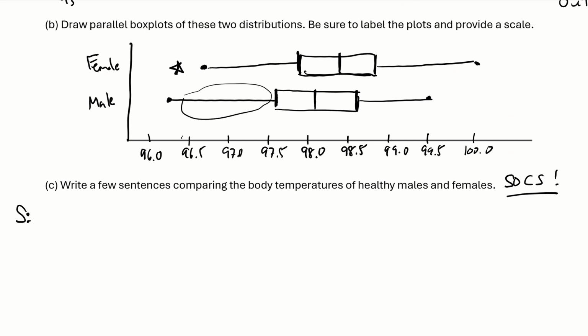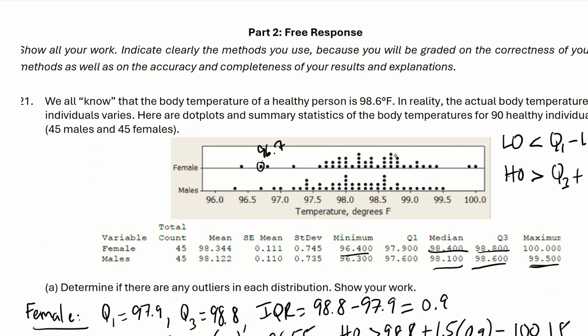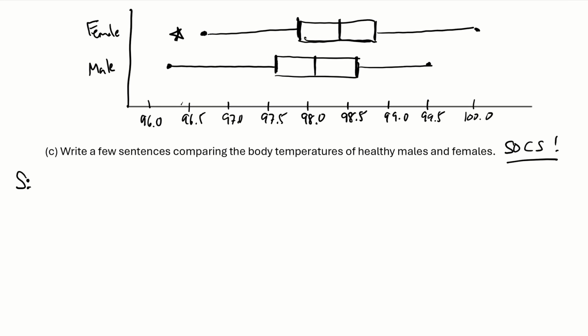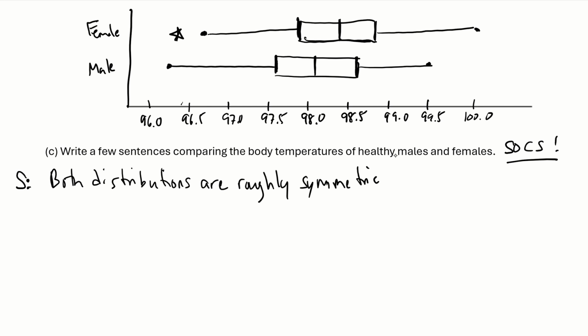If you said it was skewed to the left for males, that would be okay as well, because again, this tail is a little bit longer, but not by much. So I'm going to say that they're approximately, roughly symmetric. Both distributions are roughly symmetric. So you can use the dot plot, you can use the box plot, combinations of those.